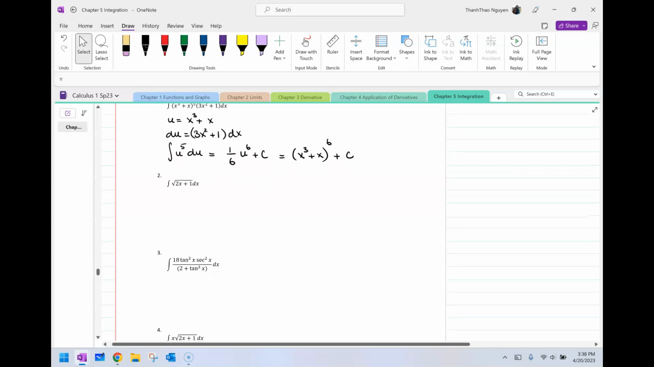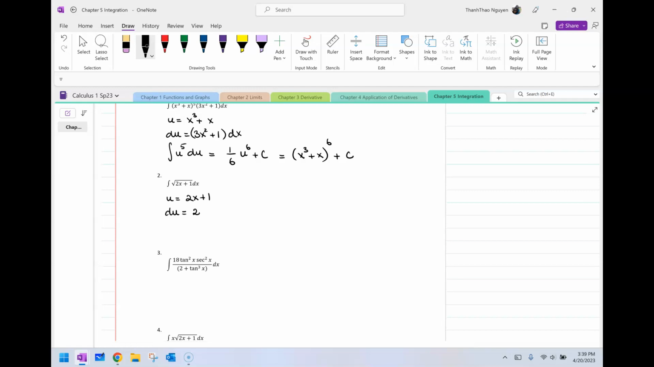In the next problem, I let u equal to 2x plus 1. So then du equal 2 dx. Now, we don't have a 2 dx. So the next thing we do is to solve for dx. So dx equal to 1/2 du.